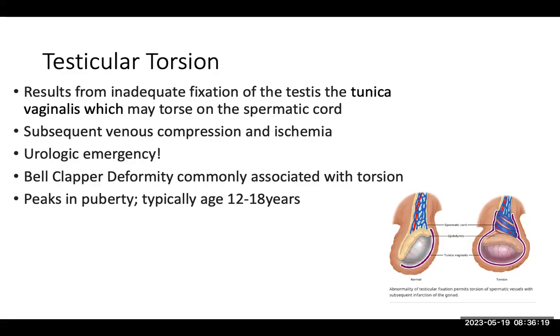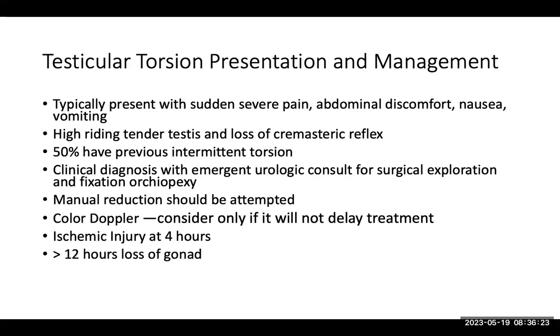On presentation, these patients have very severe abdominal pain, severe pain in the testes. They may present with nausea and vomiting. On physical exam, they may have a high riding, very tender testis, and you may see that it actually is transversely oriented. There may be some edema or hydrocele, and then the most important thing to assess for is a loss of the cremasteric reflex.